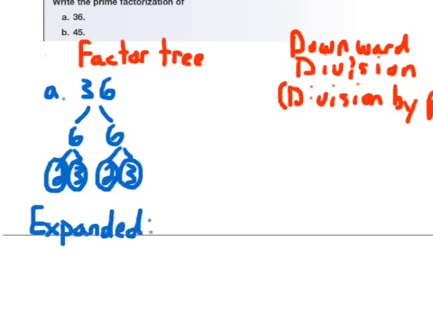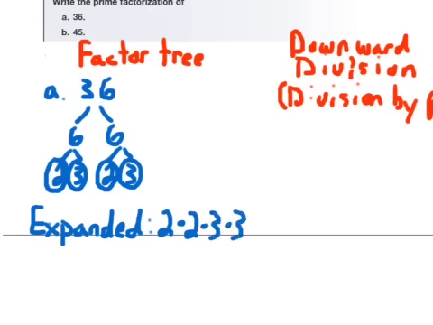And what expanded form means is write all the factors out, all the factors you have circled. Okay, I've got 4 different factors circled, so that means I should write 4 different factors right here. And I want to write them from smallest to largest. So first I've got 2 times, then there's another 2 times, and then a 3, and then another 3.